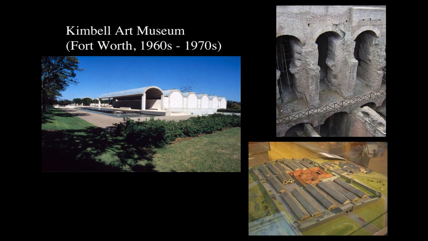The last building that we're going to take a look at is a building that I think many of you have had the opportunity to visit, and it is the Kimball Art Museum up in Fort Worth. And here we can see Kahn designing a structural unit that he repeats a number of times down the length and across the width of the entire complex.